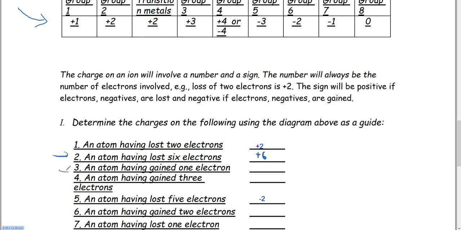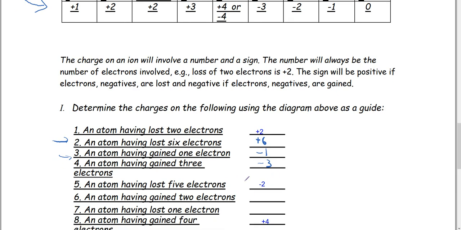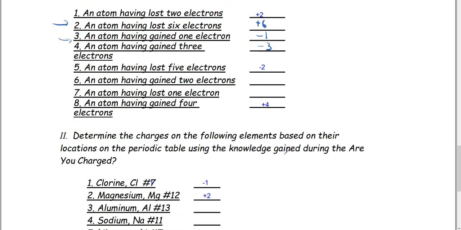Number 3. An atom having gained 1 electron. If you gain an electron, you will have a negative charge because an electron has a negative charge. An atom having gained 3 electrons. So gaining means you have a negative sign, negative 3. Okay, and so on. You try the rest.